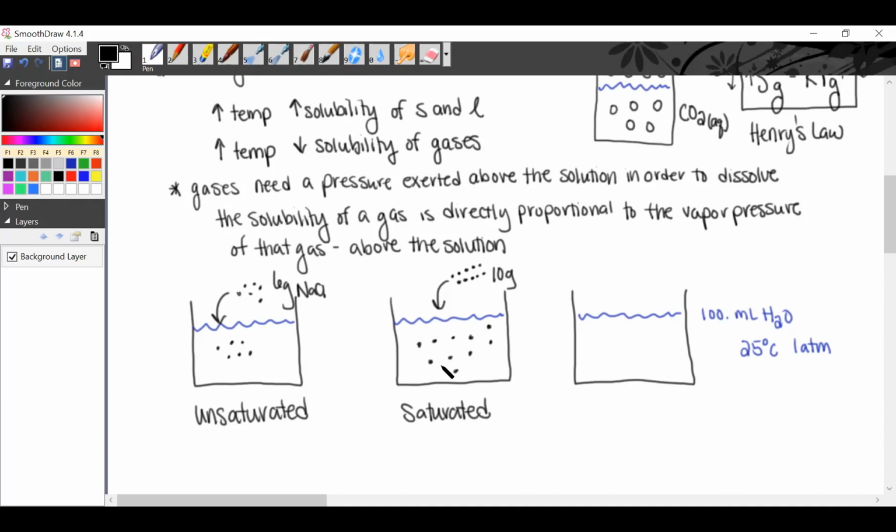Now, what I want you guys to recognize is that it doesn't have to be exactly 10. Like if I dumped in here 13 grams, let's say, 10 of it would be dissolved and 3 of it would be sitting down here undissolved as a precipitate. Okay, this would still be a saturated solution, right? No more than the 10 grams that can dissolve at this temperature is going to dissolve.